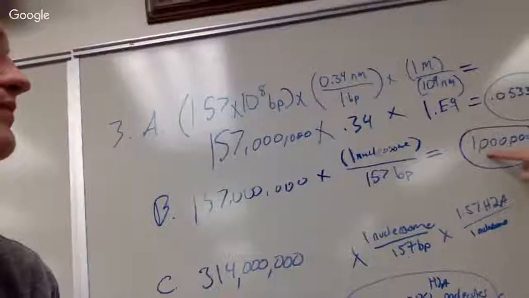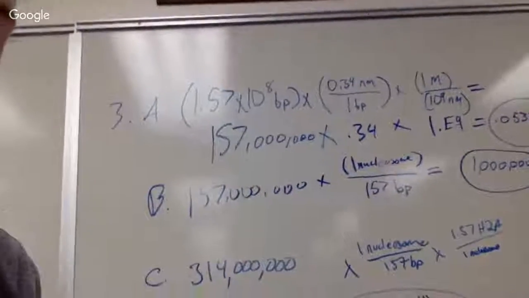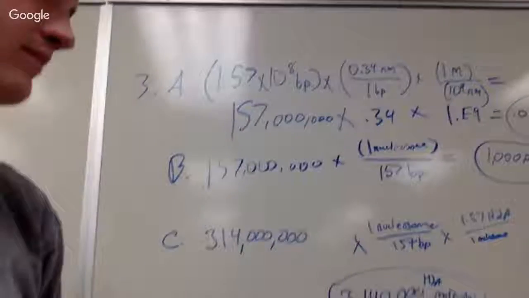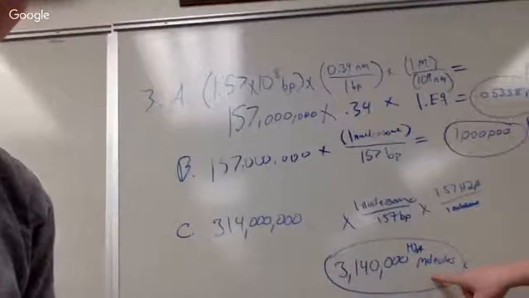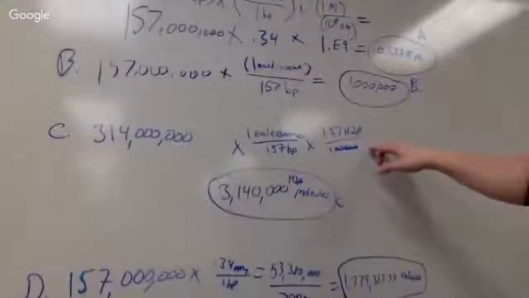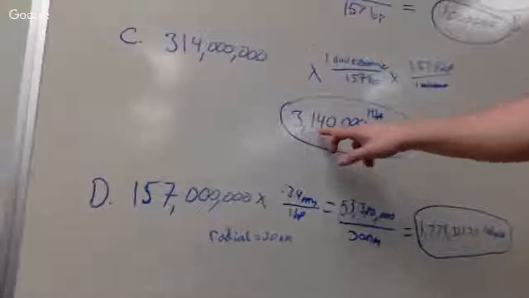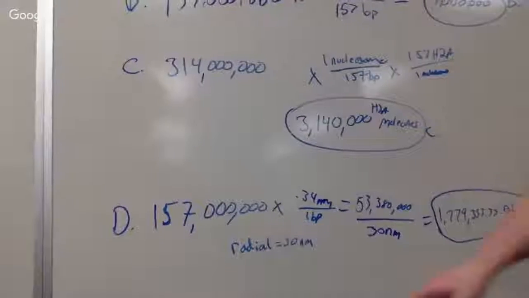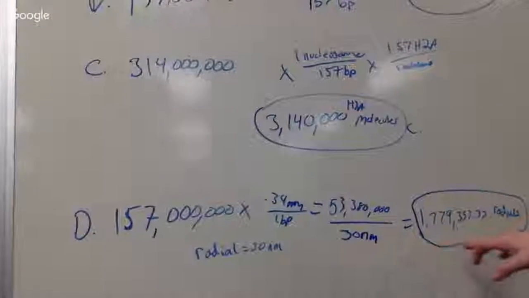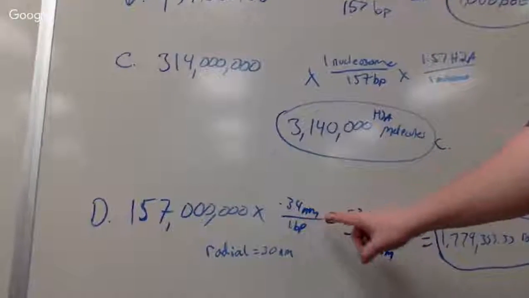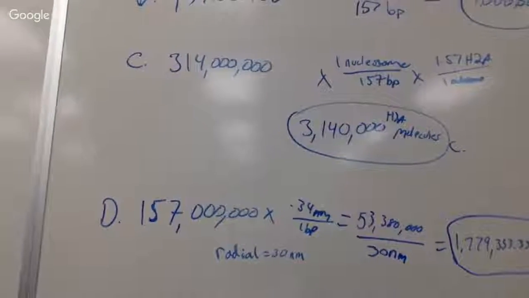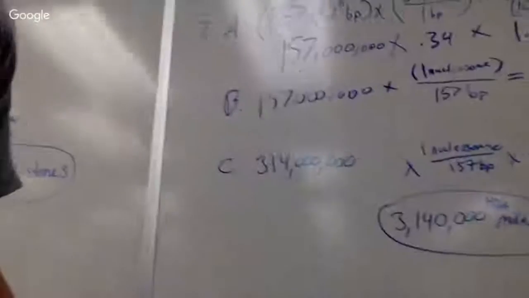So that's our number for the nucleosomes, and then to figure out the H2A histone molecules, this was the equation that we used. This is the answer that we got. And then also for D, to figure out the radials, this is the equation that we used. That's the answer that we got. Nice. And then we got number 4 right here.